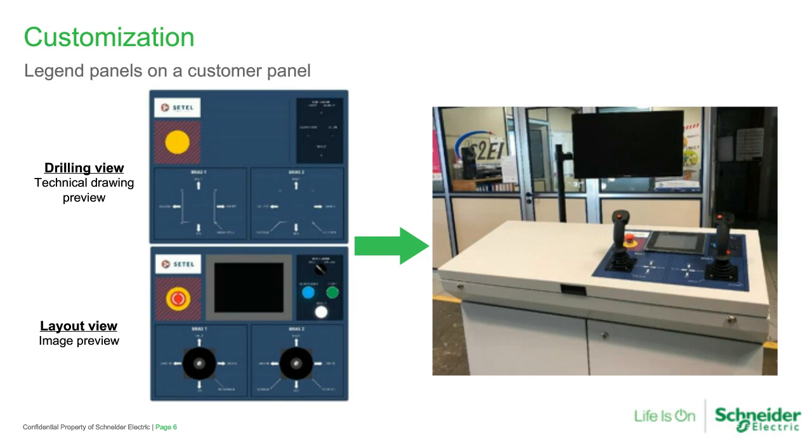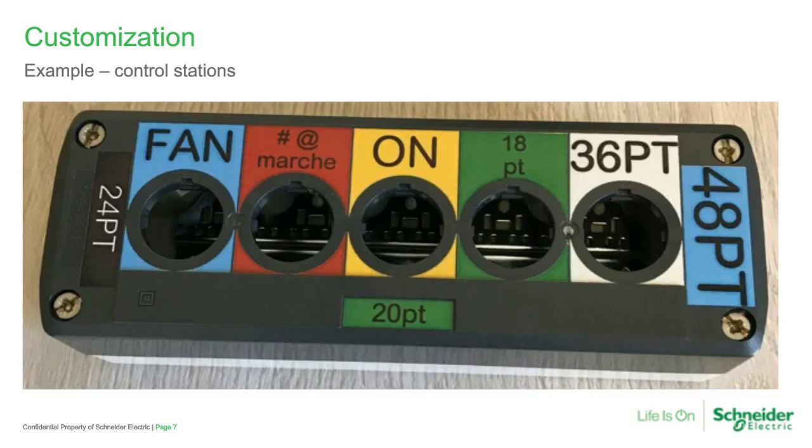When you design a legend panel, you can preview and approximate what it will look like. This is called the layout view. What you will receive is called the drilling view. The drilling view is used to lay out your panel where the holes or cutting needs to be done in order to install your components. You will see more of the details in the later part of the presentation. Here we are showing a custom control station. This shows where custom colors can be applied, what legends are available, and an example of various font sizes available.